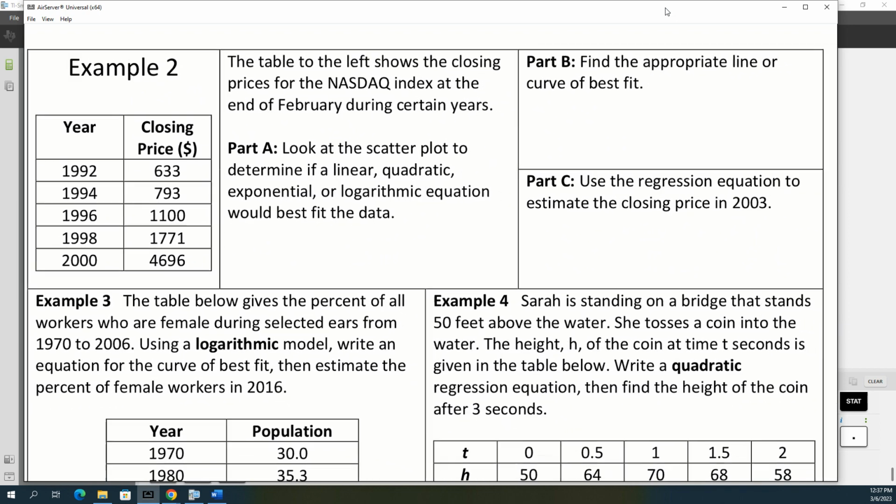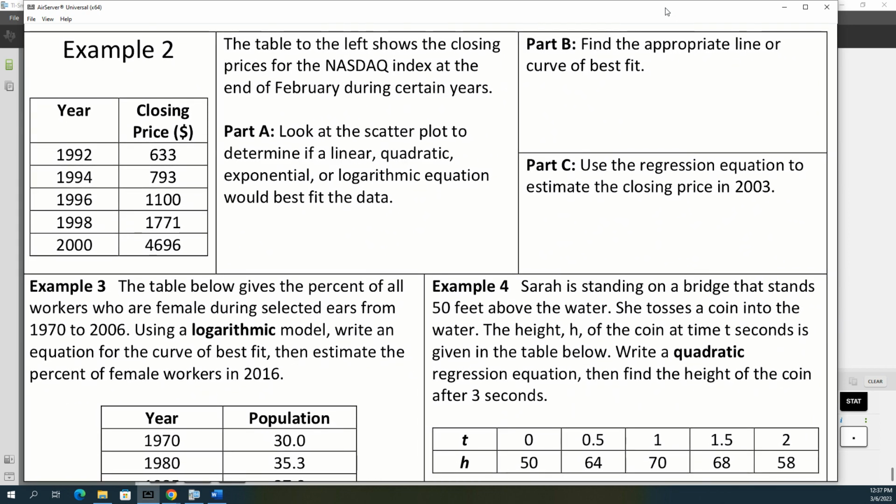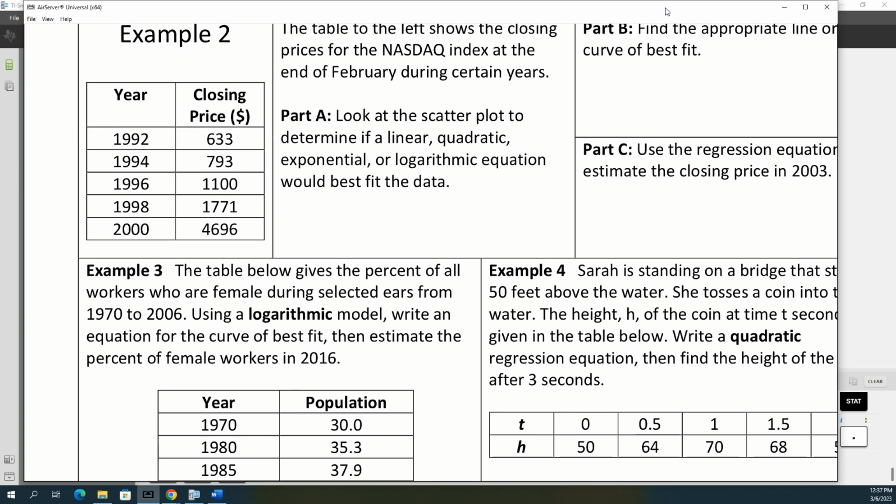All right, so example 2 is a finance question. The table to the left shows the closing prices for the NASDAQ index at the end of February during certain years. We're going to look at the scatter plot and determine if it's linear, quadratic, exponential, or logarithmic.